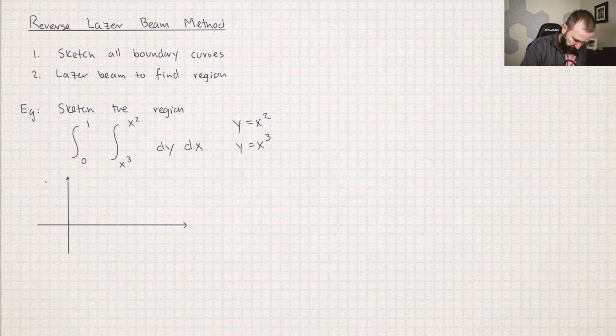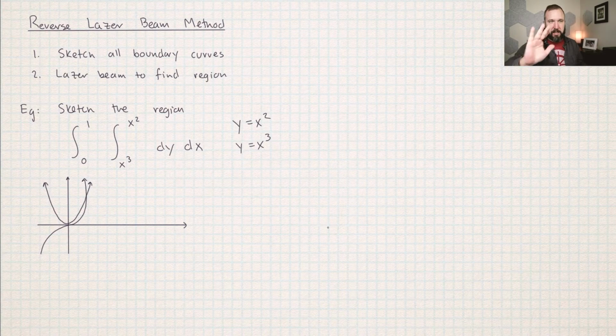So y equals x squared. All right, here we go. I've got to draw a parabola. Up close. Let me try again. It's going to take me 50 tries. All right, whatever. That's the best I can do. And then y equals x cubed is going to look something like this. That's the best that I can do.